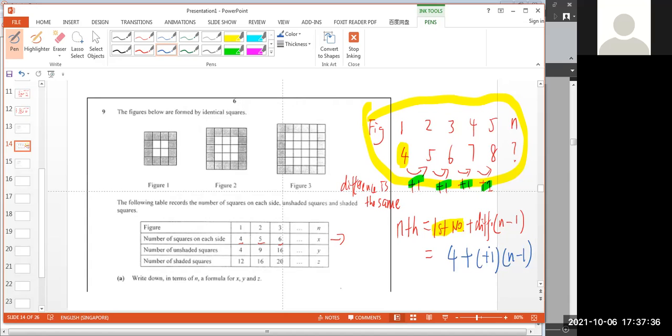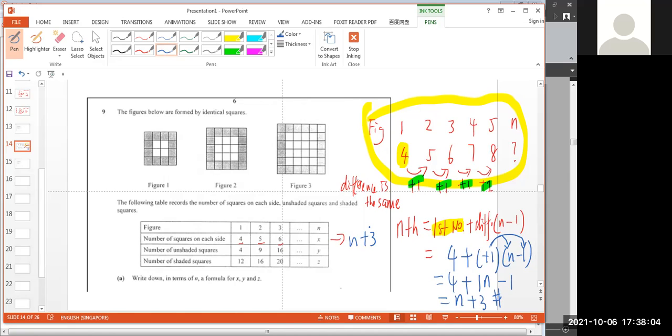You just need to open the bracket. First arrow you get 1 times n is 1n. Second arrow you will get plus 1 minus 1 minus 1. So if you simplify it a bit, it's n plus 3. So that's the answer for this one. So x is equal to n plus 3. So far so good?